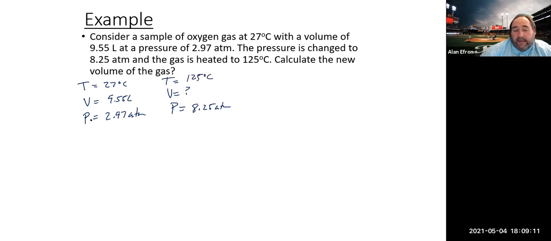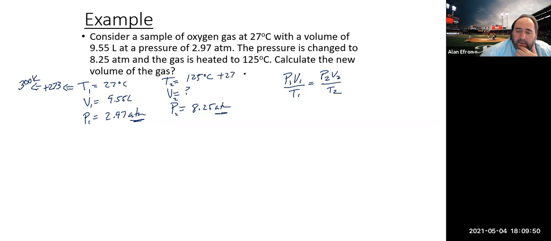So just by looking at it, you can see it is that combined gas law that matches here. So we would do our P1 V1 over T1 is equal to P2 V2 over T2. In terms of pressures, we're okay. They're both the same unit. In terms of temperatures, not so okay. So we need to do a little 273 adding there. That's going to get us 300 Kelvin. And adding to our other side here, looks like 398 on that one.